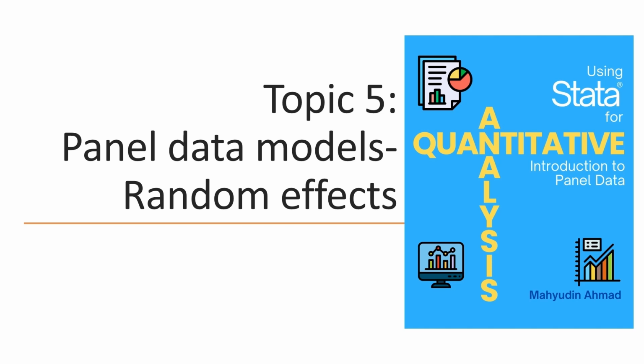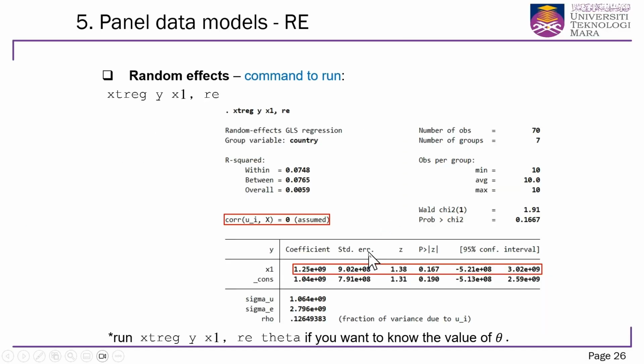Right then, we finally come to the last panel data model, which is random effects. Let's understand more how this model differs from pooled OLS and fixed effects. This is the command to run the random effect model. We can see that the random effect estimation also uses the xtreg command, just like fixed effect estimation.